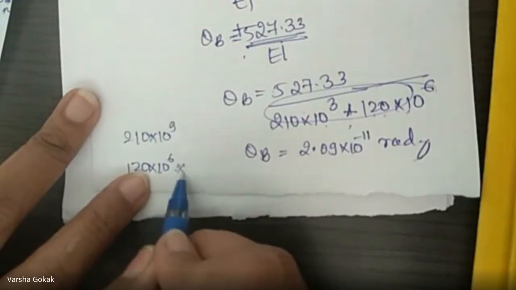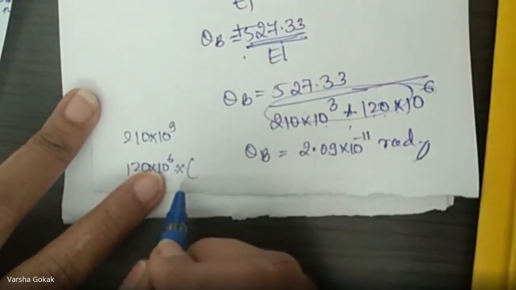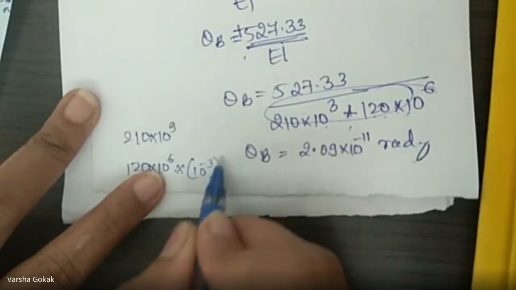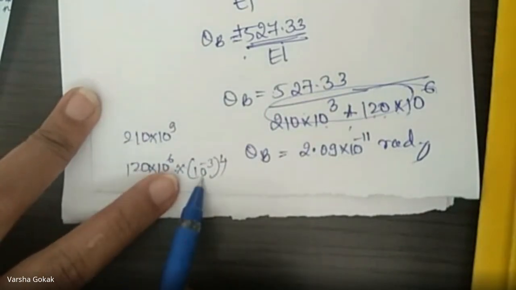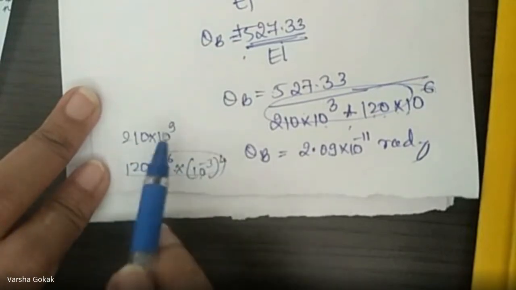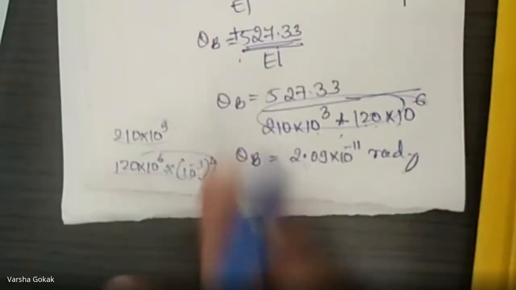You multiply. 1 mm is equal to how much in meters? 10 raised to minus 3. 1 mm is... 1 meter is 1000 mm. So on that basis, you can either convert this into meters or convert this into mm and get the value, right? So this was theta B.